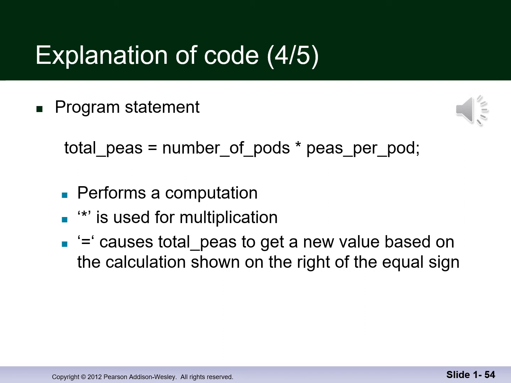Here we have a program statement which executes or performs a computation. It's processing. Remember, input, processing, output. And this takes the integer variable called total peas, and it assigns it the result of the multiplication of number of pods, which was 10, and peas per pod, which using cin received a value 9. So 10 times 9 is processed to equal 90, and that integer number is assigned to total peas.